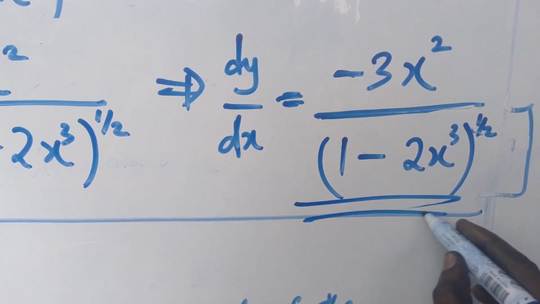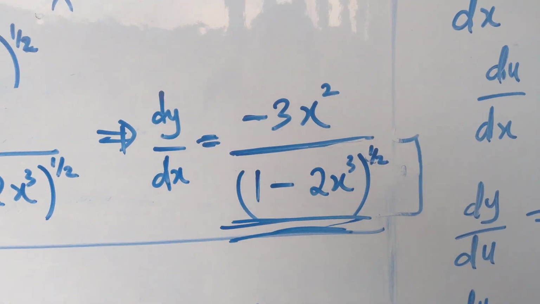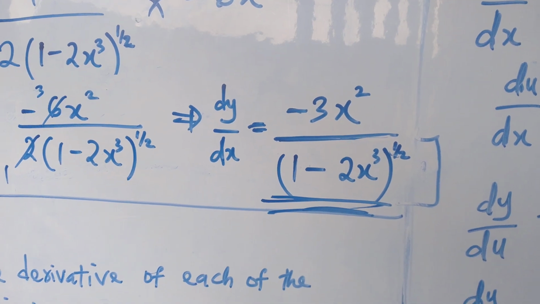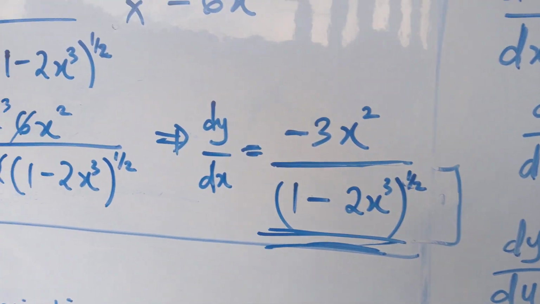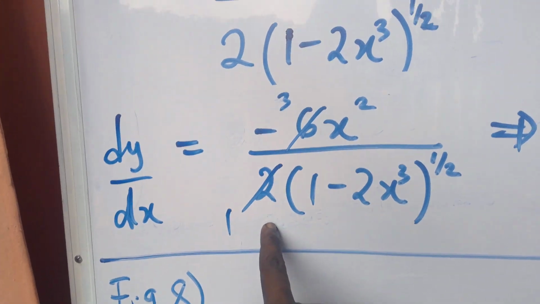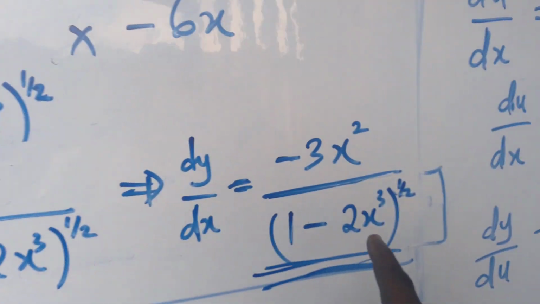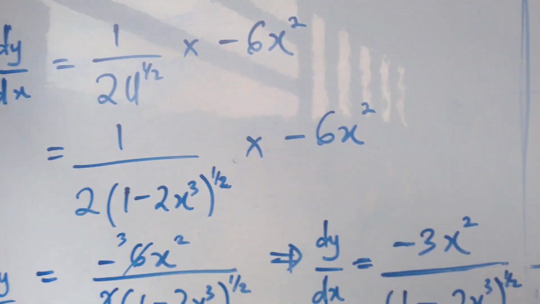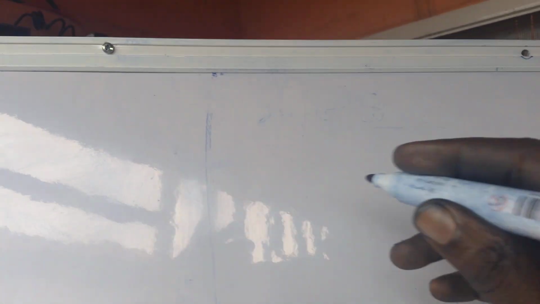Final answer is this: dy/dx is minus 3x raised to the power 2 all over (1 minus 2x raised to the power 3) all raised to the power half. So 2 going into 2 is 1, 2 into 6 is 3. That's how we arrive at this final answer. Okay, let's look at the next question, question C.